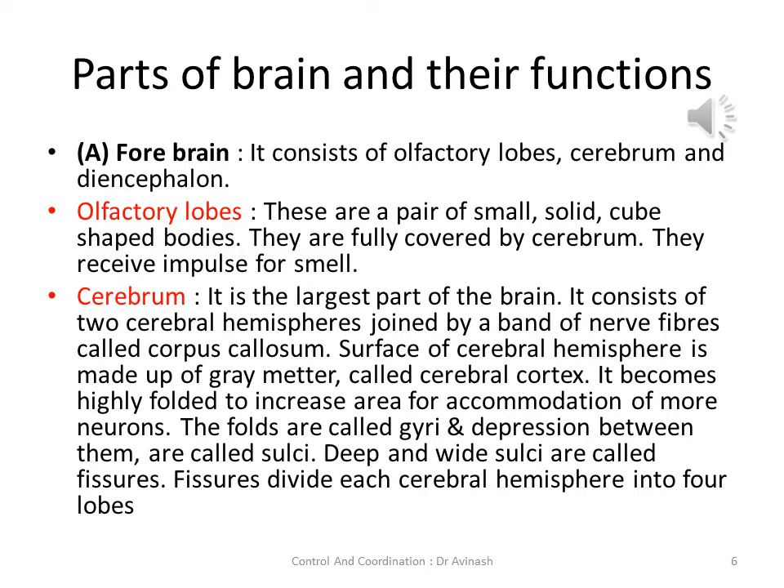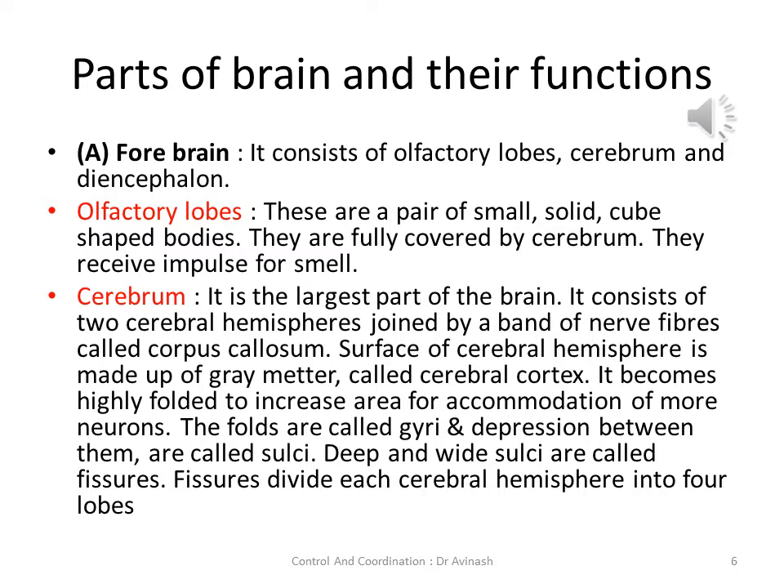Now, what is the function of the olfactory lobes? These are a pair of small solid cube-shaped bodies. They are fully covered by the cerebrum. They receive impulses of smell. The receptors for smell are called olfactory receptors, which are present in our nose. That information is passed to the brain, and the part where the smell is detected or stored is called the olfactory lobe.